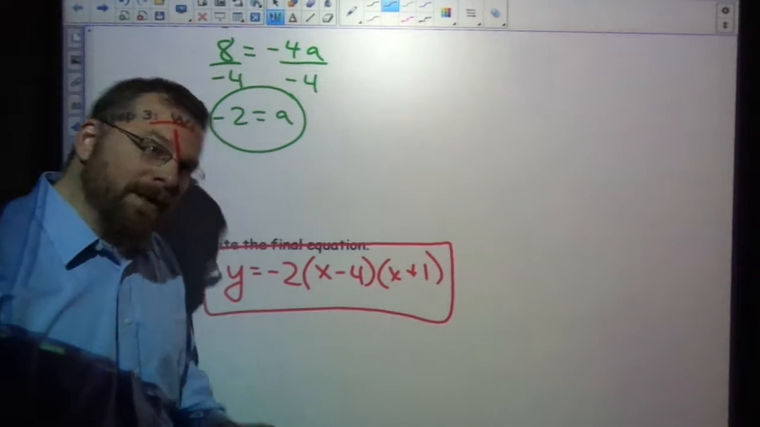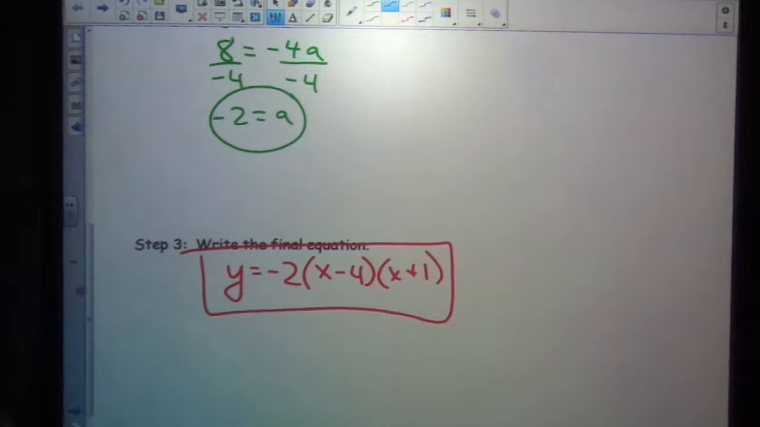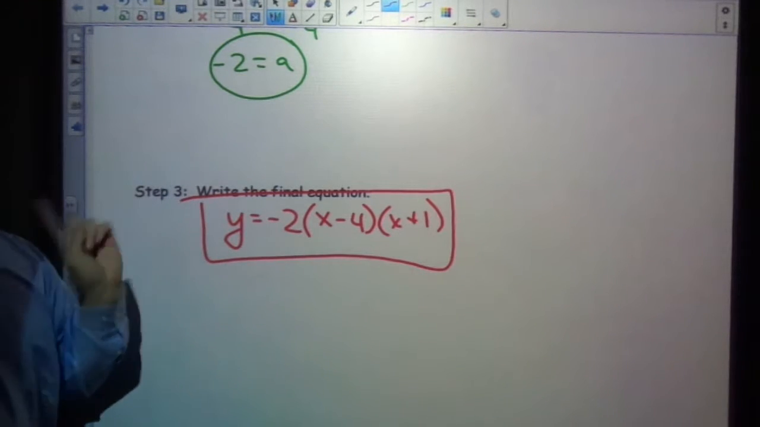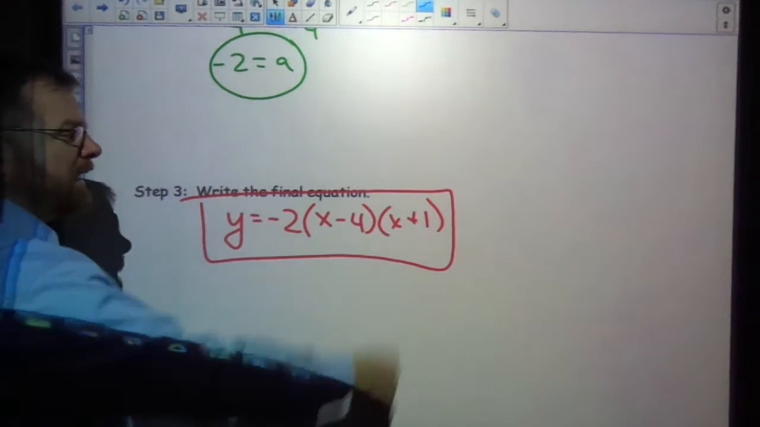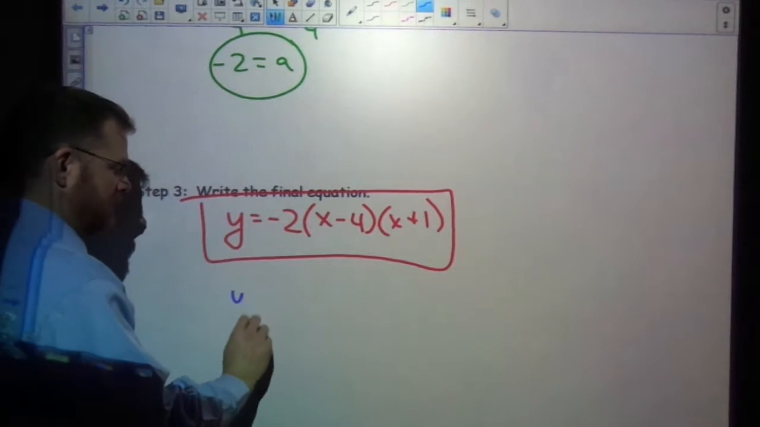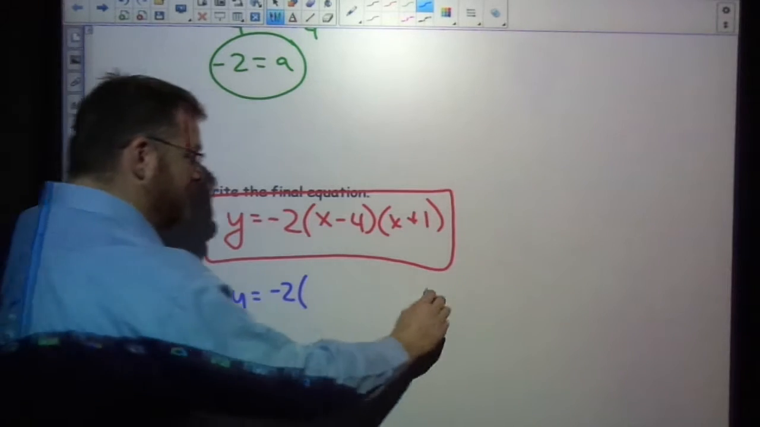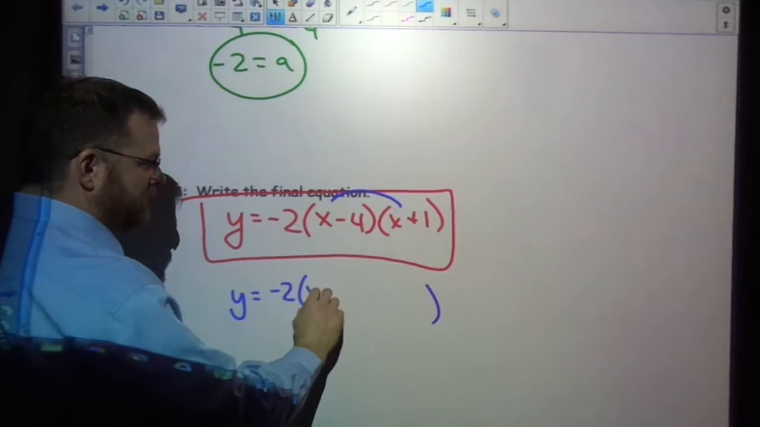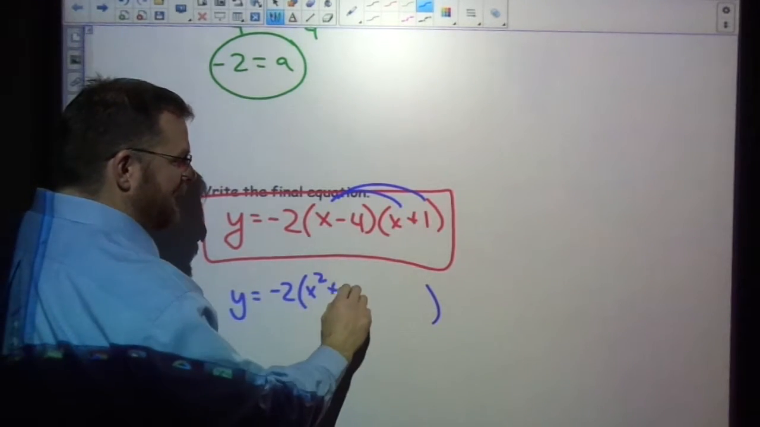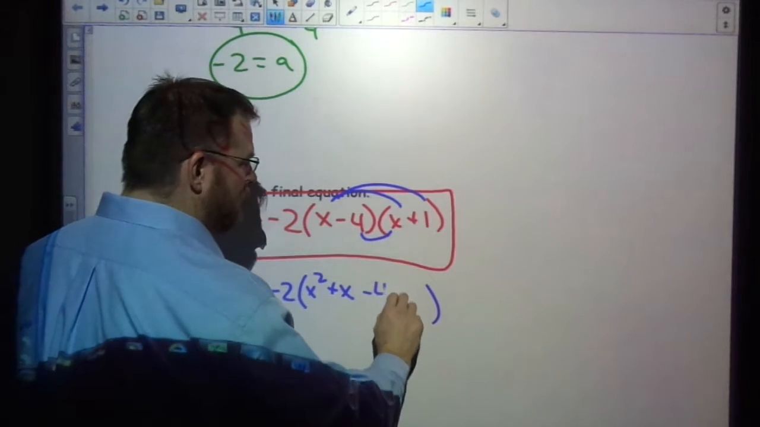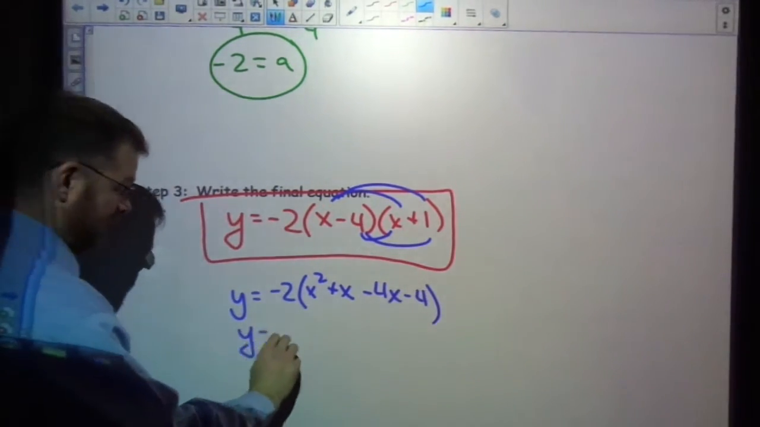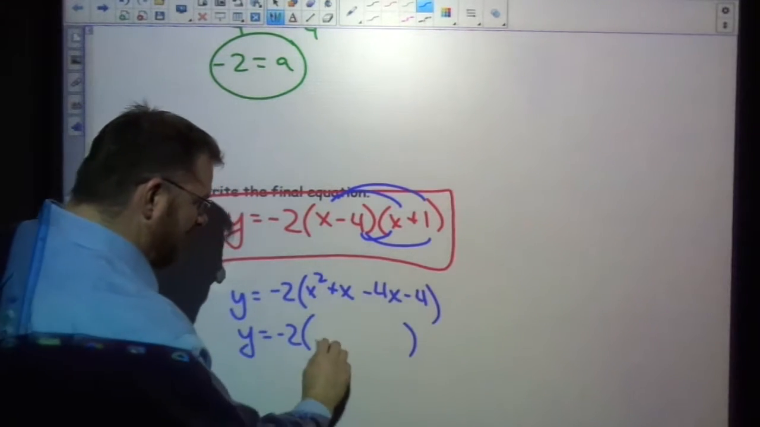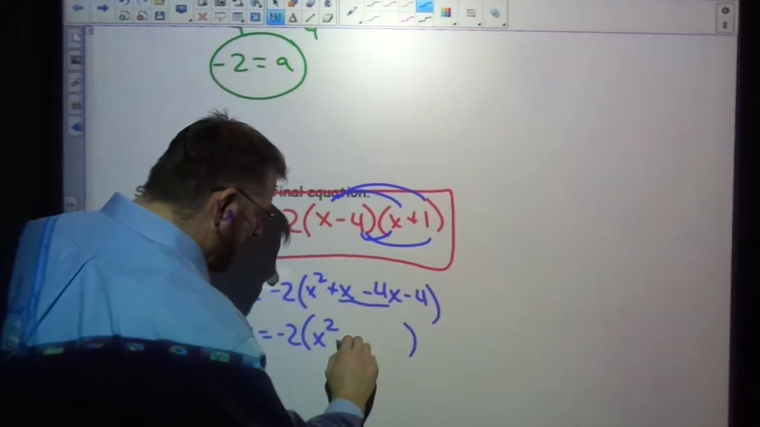Ta-da! Now the last step for this, that I didn't put on the notes, is we would really like to be able to multiply this all out. So let's go ahead and multiply this out. This is going to be x squared plus x minus 4x minus 4. So that's x squared. These guys go together.